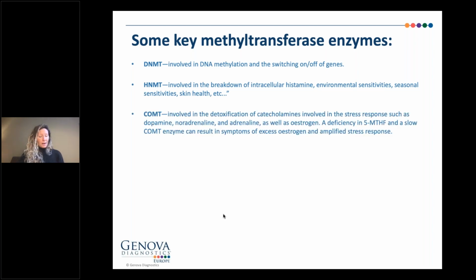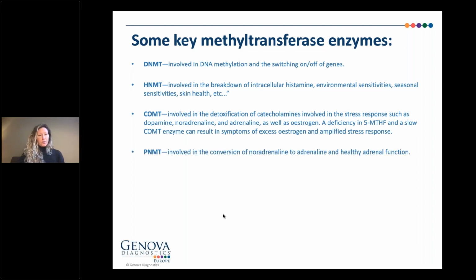COMT, which I'm sure many of you are familiar with, involves the detoxification of catechol compounds, and therefore compounds such as dopamine, noradrenaline, and adrenaline, as well as estrogen. And we know that a deficiency in 5-MTHF and a slow COMT enzyme can result in symptoms of excess estrogen and an amplified stress response.